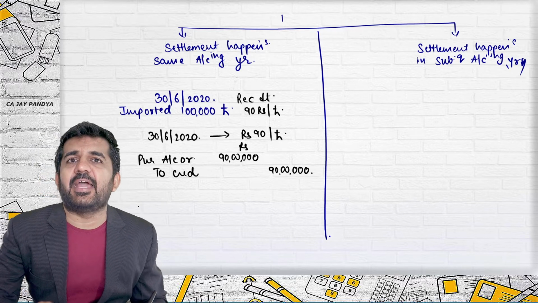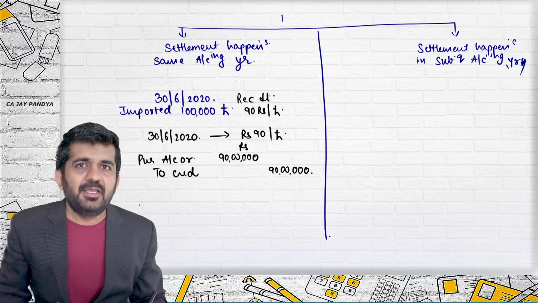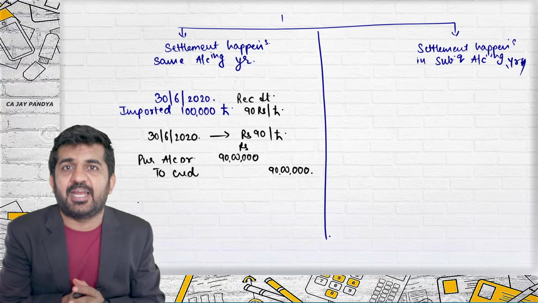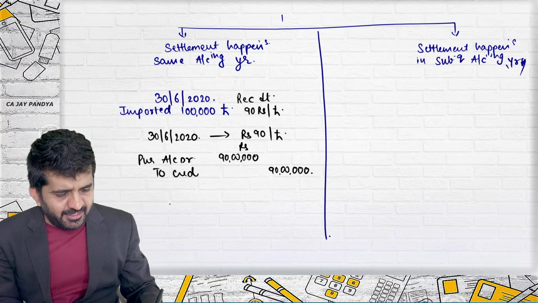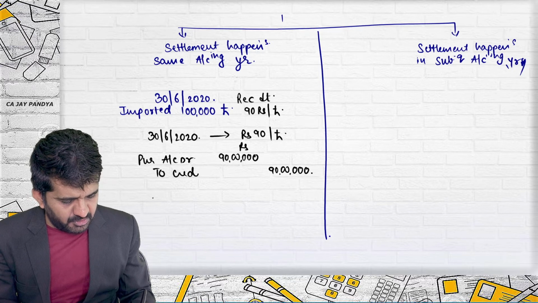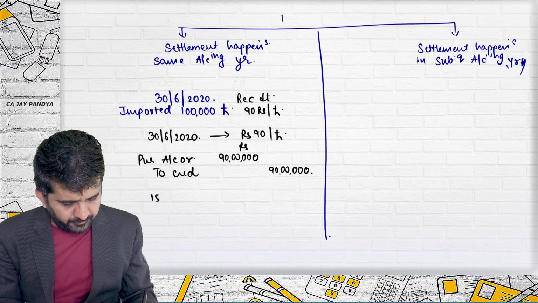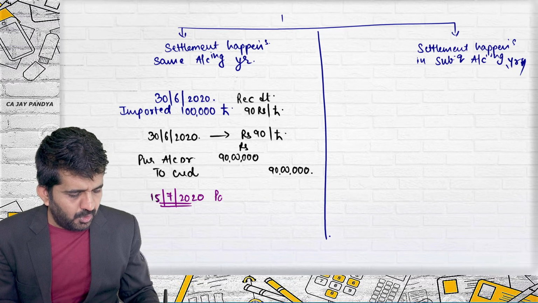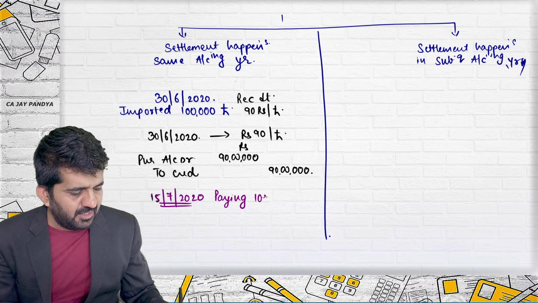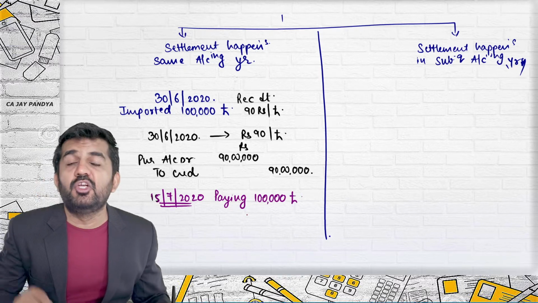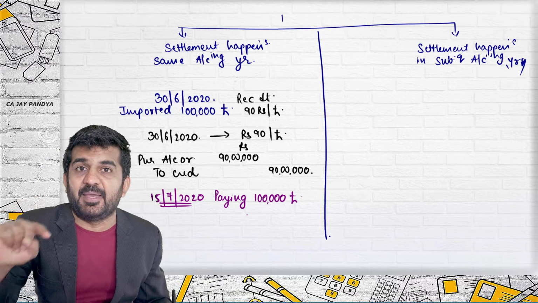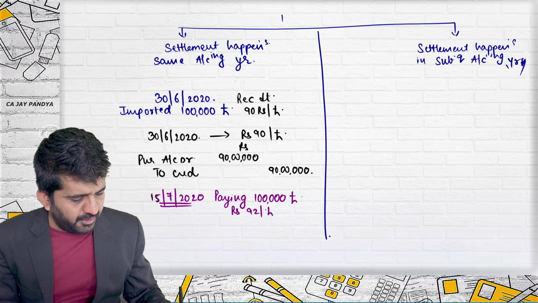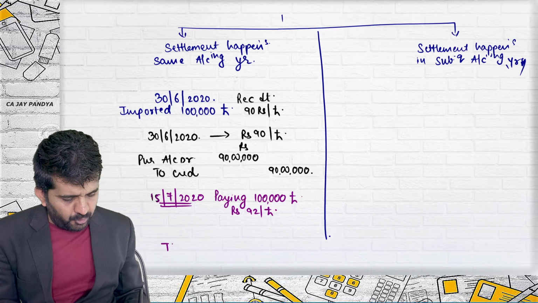Say if the settlement happens in the same accounting year, then there is no question of balance sheet date because the balance sheet is not prepared before these creditors are settled. You settle it in the next month itself. So on 15th July 2020, you are paying 1 lakh pound. You will not be paying 90 lakhs rupees. You will be paying 1 lakh pound. And today's rate is rupees 92 per pound. Try to be a good accountant.